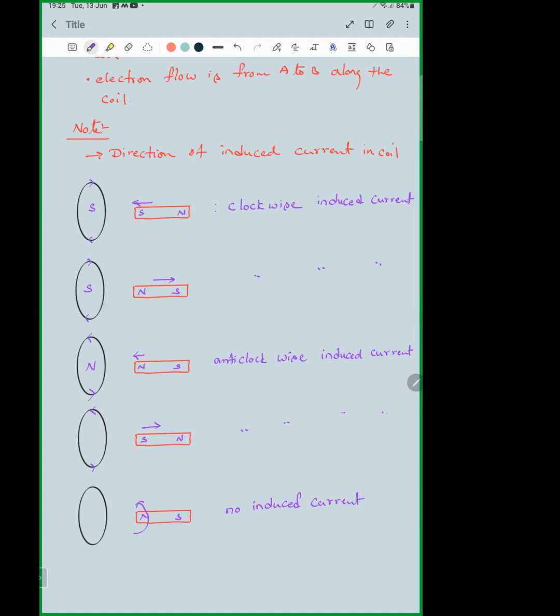Okay. Next, the expression for induced EMF.